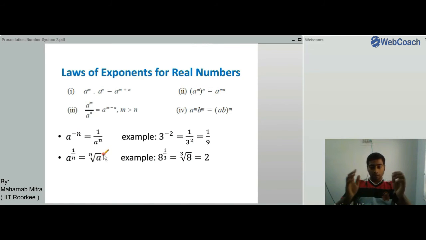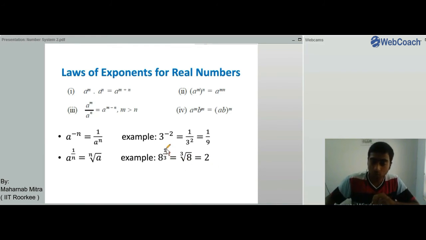Nth root of a means a number which, when multiplied n times, gives a. The result of this nth root will be the number which was multiplied n times to get a, right? Now let's look at an example to understand it better.